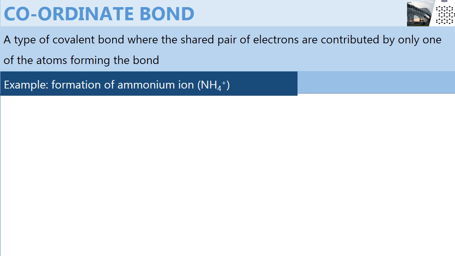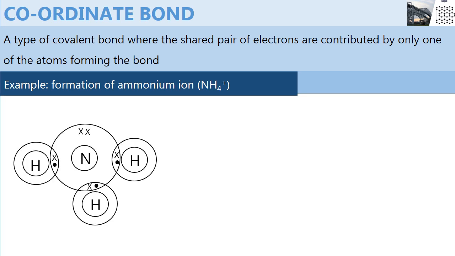In ammonium ion, we have an ammonia molecule that we remember how to draw, and it has a lone pair of electrons. We call this one lone pair of electrons. They are lonely because they are not bonded. They're not participating in bonding.